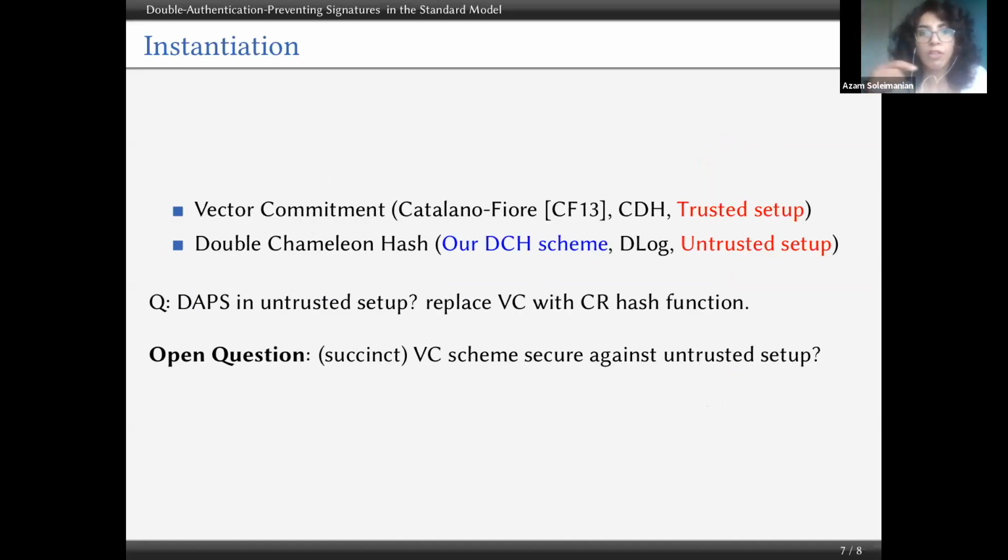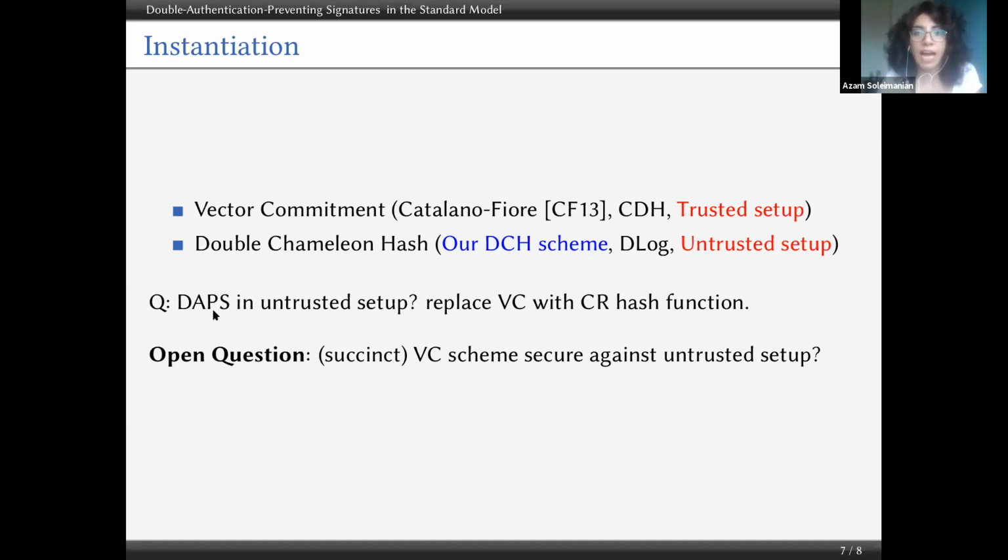For the instantiation of the building blocks, for vector commitment we are using the scheme of Catalano-Fiore, which is based on the CDH assumption, but it is only secure in a trusted setup where the key has to be generated honestly. And for double chameleon hash, we present our own instantiation, which is based on the discrete logarithm assumption, and it is secure also in an untrusted setup. So one of the building blocks is secure in an untrusted setup, while the other one is not.